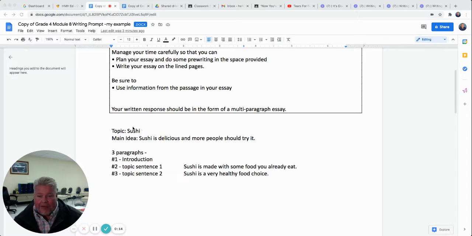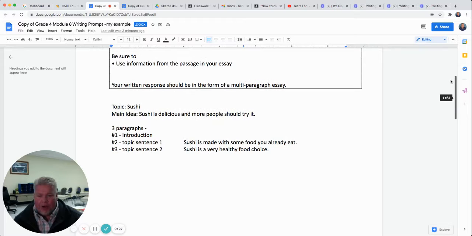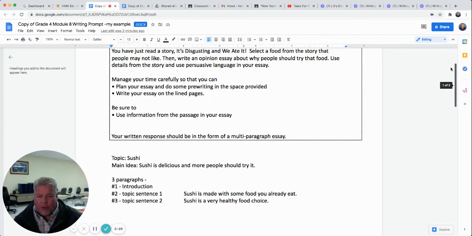We picked a topic from that crazy story we read on Monday about a weird food and we ate it. It's gross and we ate it. I forget what it's called already. What was that story called? I'm so forgetful. It's disgusting and we ate it. So we read that. We picked a food from our story.